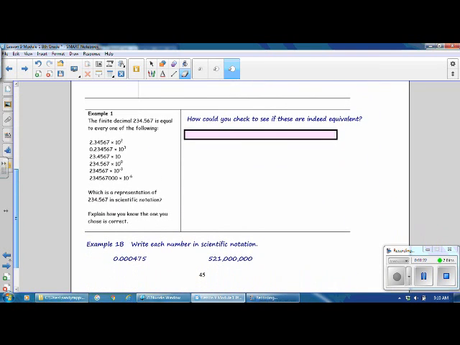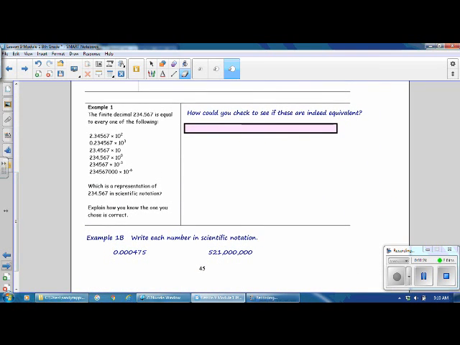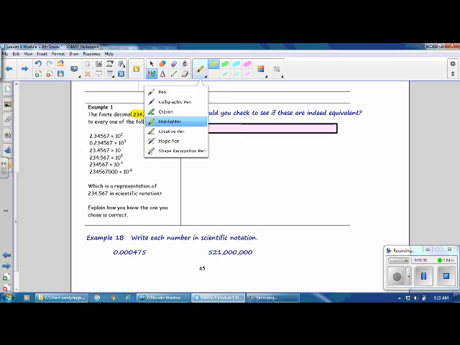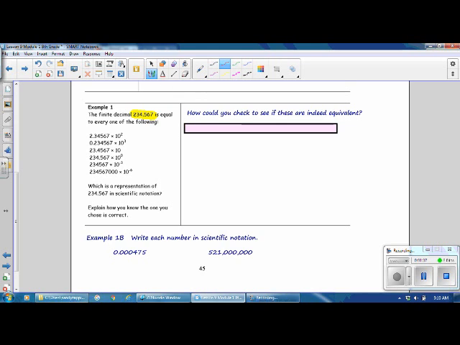Example 1. How could you check to see if these are indeed equivalent? So the finite decimal, 234 and 567 thousandths, is equal to every one of the following. So what I want you to notice here is that the decimal is changing position and the exponent of the power of 10 is changing. So in the first number we have 2.34567 times 10 to the second power. So what you're doing here is you're actually multiplying by 100.